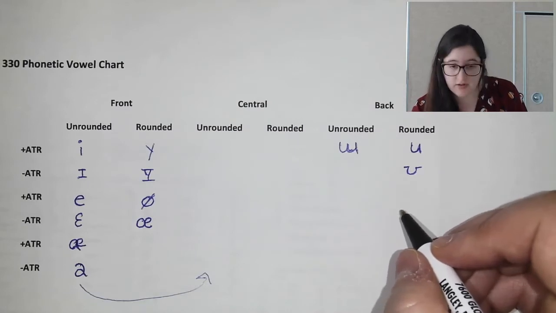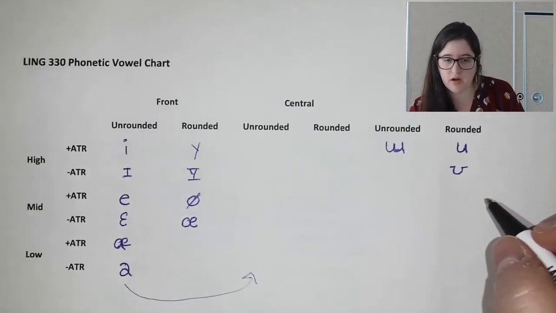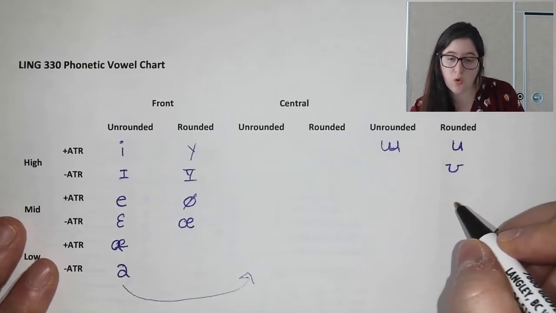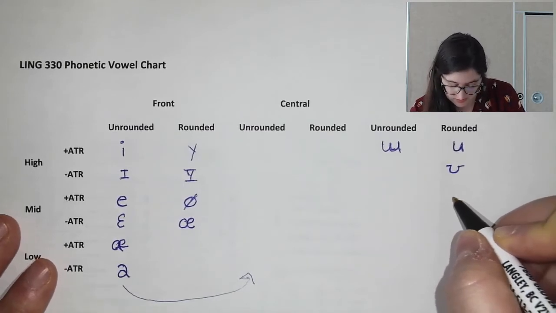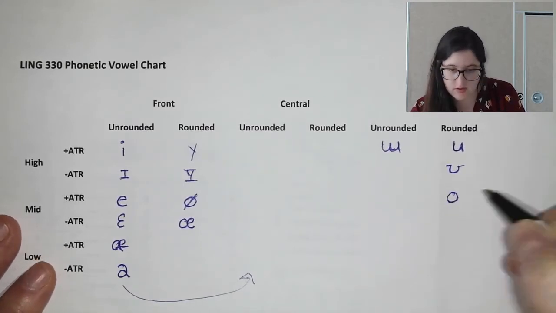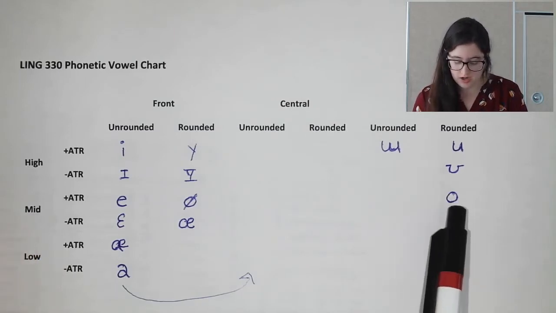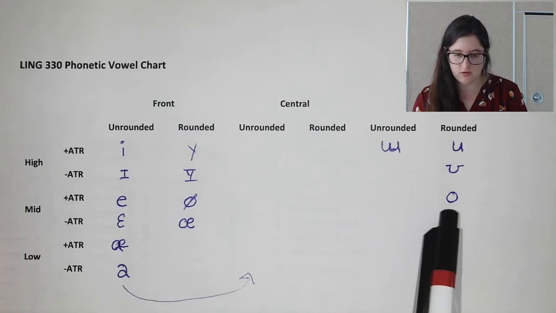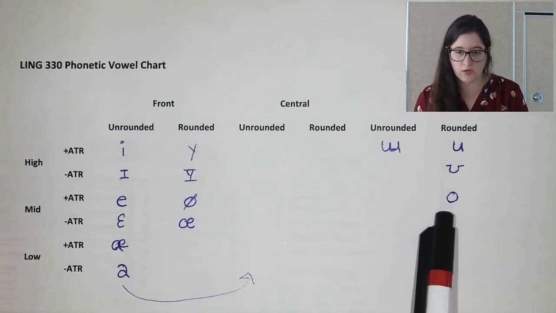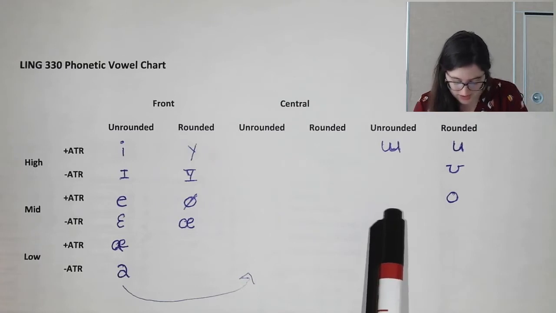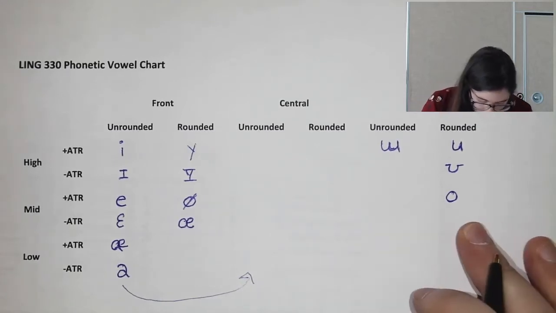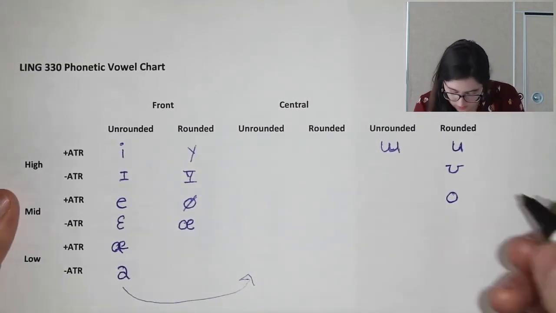Then moving down into our mid vowels here, we have O, and that is represented with the letter O. We do have an unrounded version of this, so if you make an O and you smile, then you get, hold on, let me make sure I'm giving you the right symbol.